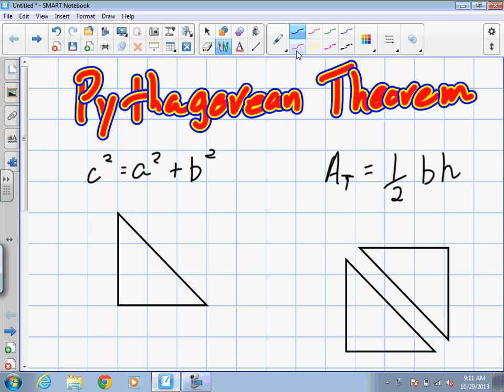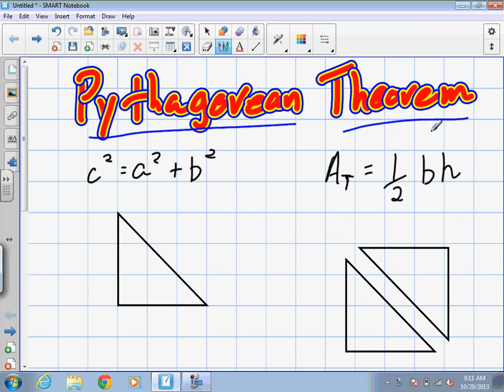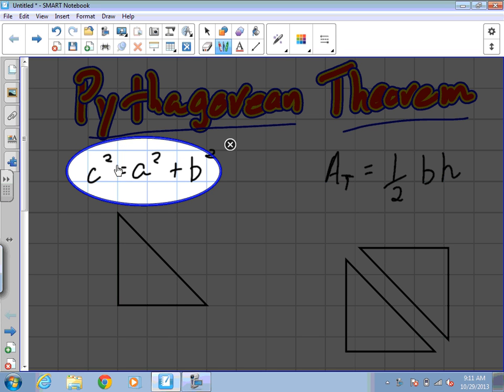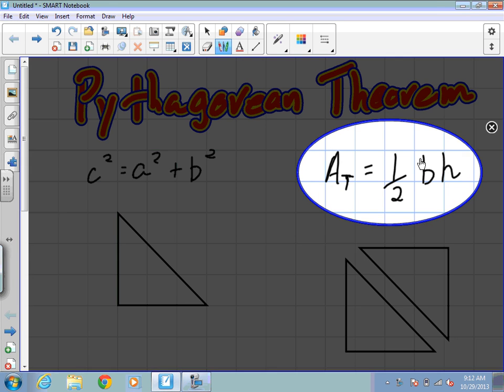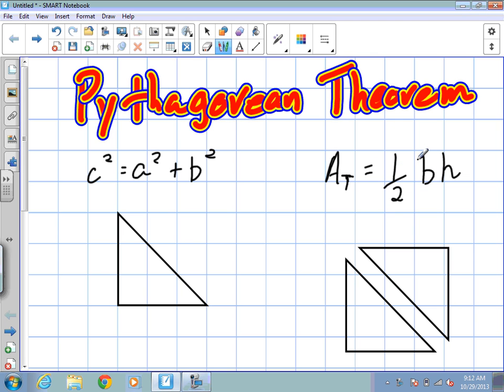We're going to try to focus on Pythagorean Theorem today. And Pythagorean Theorem is stated as this here. We're going to talk about what each of these variables stand for. Our c squared is equal to a squared plus b squared. We're also going to touch on the area of a triangle and how you come to this formula.